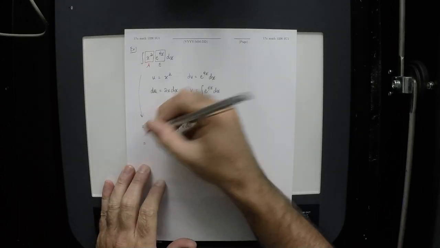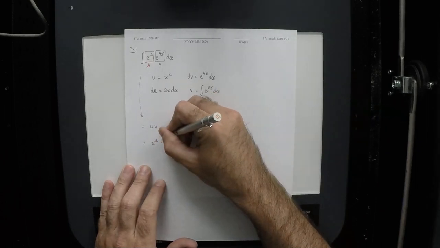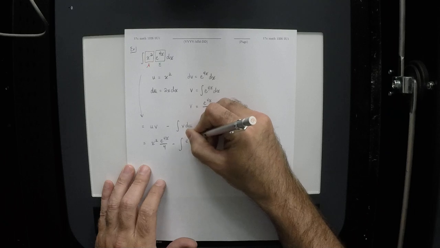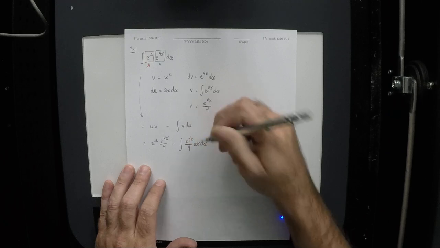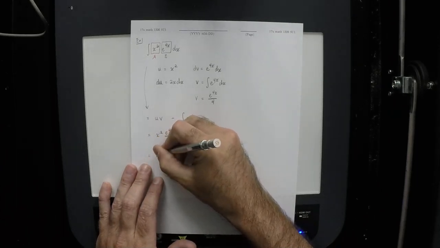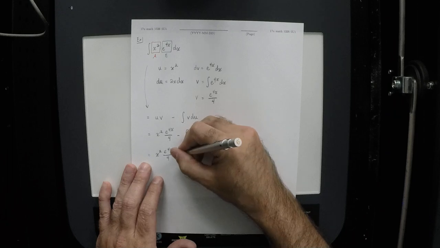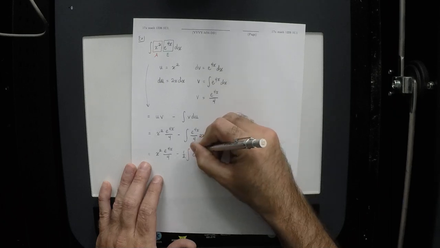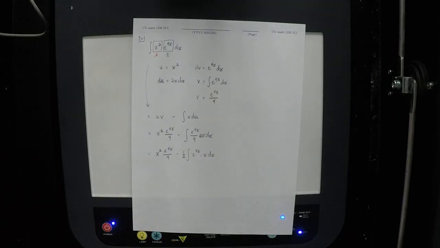Okay, so then now substitute in all the pieces. So x squared e to 4x over 4 minus antiderivative v du, so e to 4x over 4 multiplied by 2x dx. Okay, so then I'm going to go ahead and simplify that, because I see that would be useful. x squared e to 4x over 4, and then minus 1/2 antiderivative e to 4x times x dx.